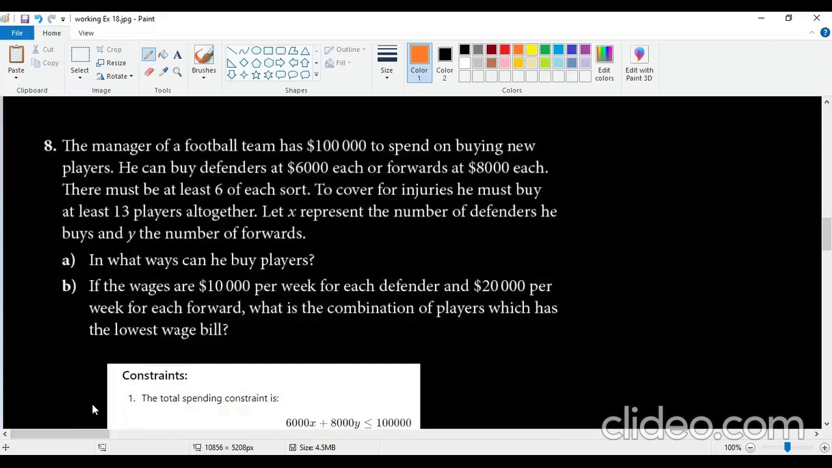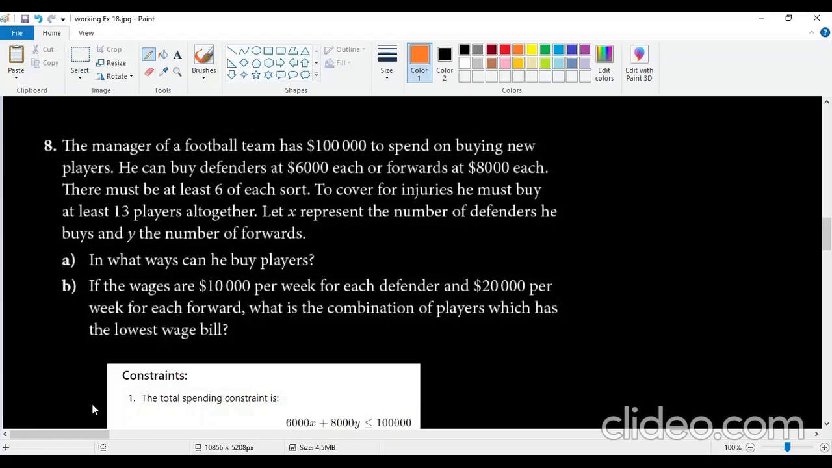He can buy defenders for 6,000 each or forwards for 8,000 each. There must be at least 6 of each sort. To cover for injury, he must buy at least 13 players altogether. Let X represent the number of defenders and Y the number of forwards. In what ways can he buy players?